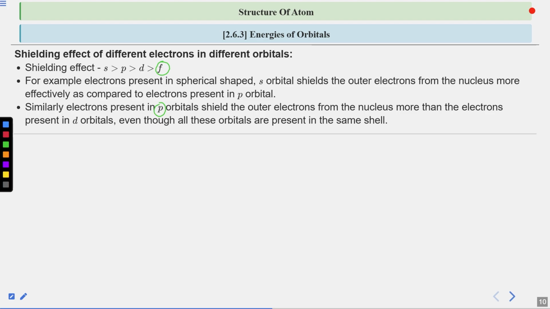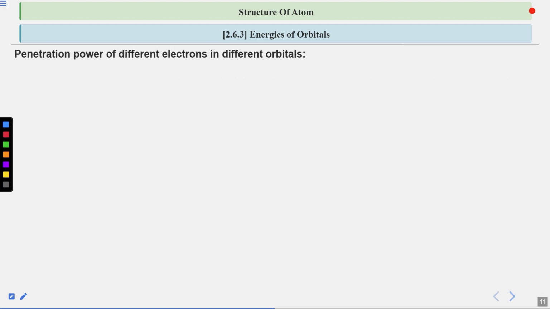Now moving on to the next thing. Next is your penetration power. So two things are there: one is shielding effect and one is the penetration power. Basically, you can think of penetration power as the ability of the electron to go much deeper towards the nucleus.